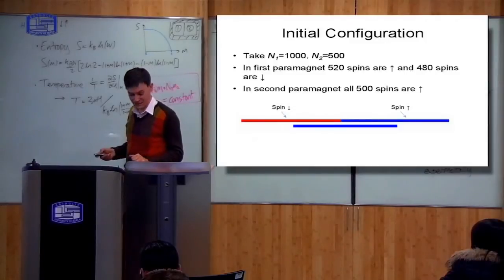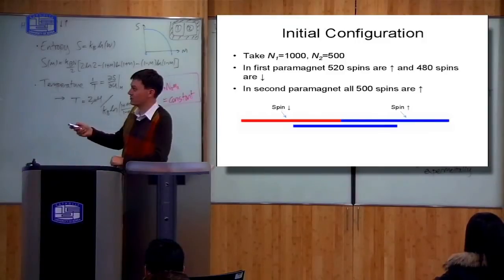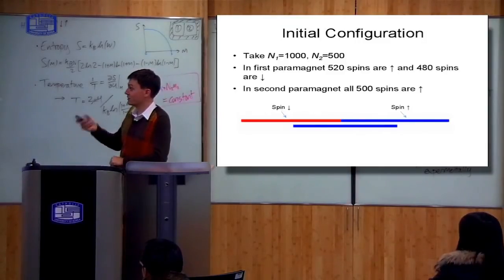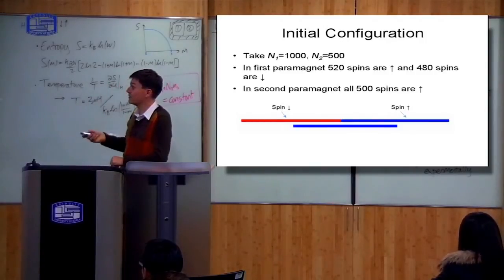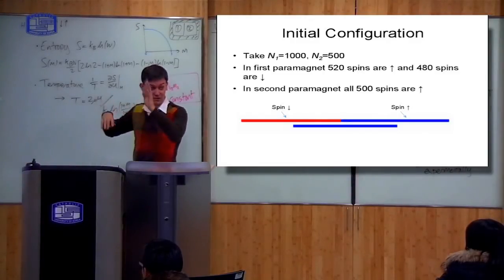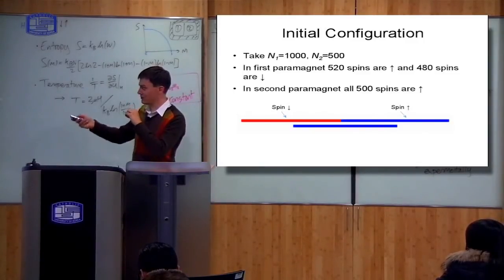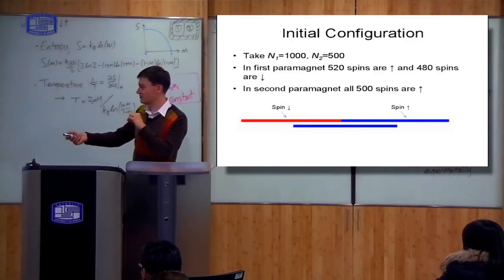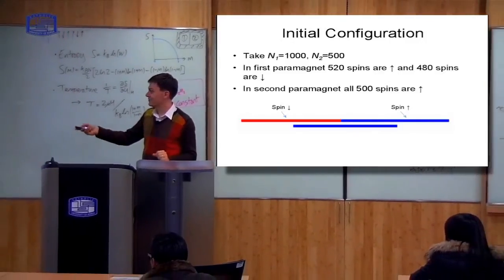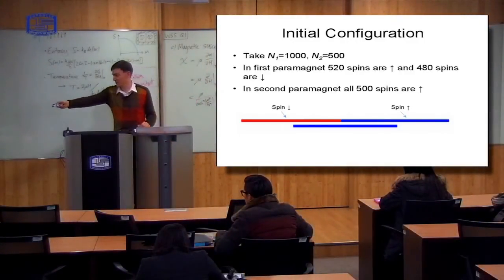Okay, so now in the second slide I give some numbers. I suppose that the first paramagnet is twice as long as the second. So the first paramagnet has 1,000 spins and the second paramagnet has 500 spins. And we assume that the first paramagnet is roughly half and half. So 520 point up, that's the blue ones. Blue ones point up. 520 point up and 480 point down. That's the first paramagnet here.